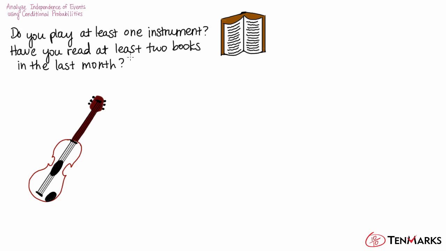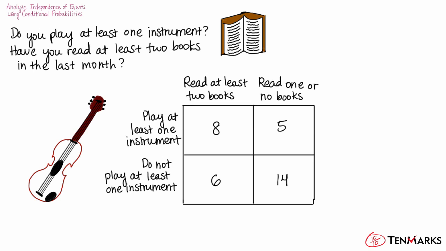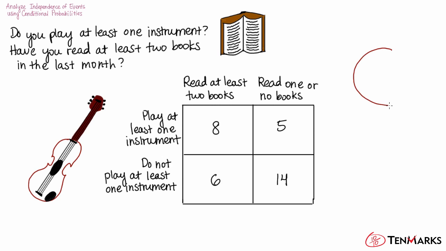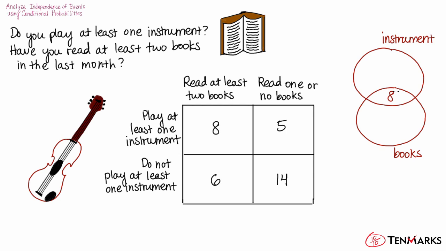Here are the results. So you see that most people you interviewed don't read, nor do they play an instrument. Next highest is people who do both. We can visualize this data in a Venn diagram as well. Let's say this circle represents those who play at least one instrument, and this circle represents those who have read at least 2 books. There are 8 people in the intersection, those who both play at least one instrument and have read at least 2 books in the last month.